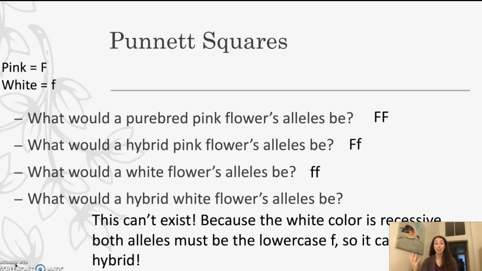The white color is recessive. Both alleles would have to be lowercase f in order for the white color to show. So it cannot be hybrid. It cannot be mixed. It cannot have two different alleles. Trick question. So that is the end of the show.